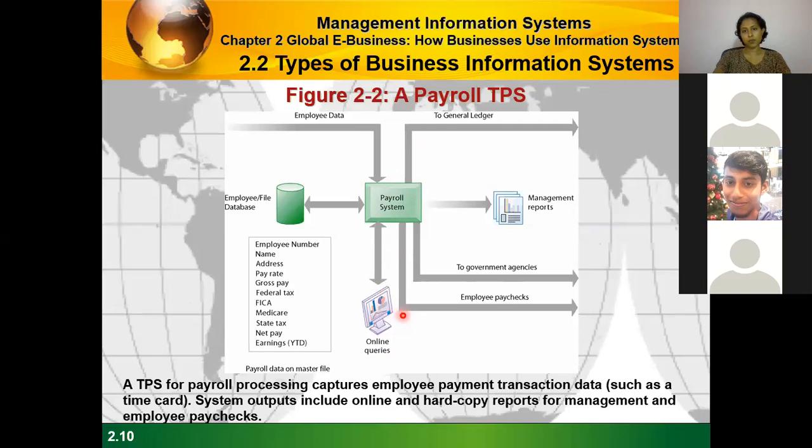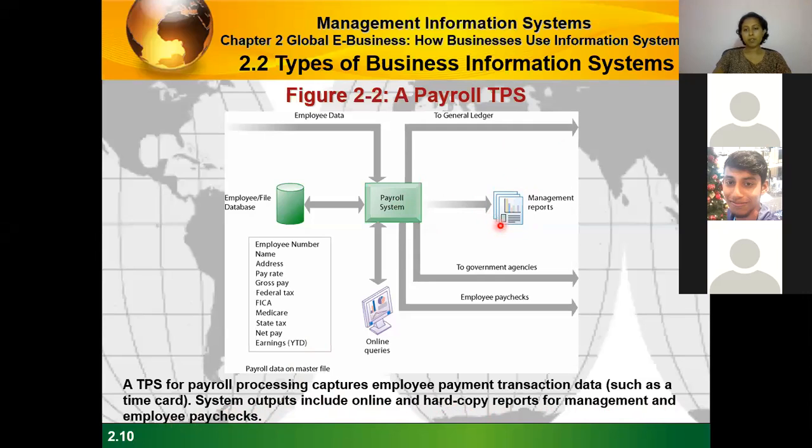to various parties. For example, to the general ledger in order to make the monthly accounts, right? For example, the monthly pay related information about the employees has to be recorded in the general ledger. And also certain management reports, right? Now here it says system outputs include online and hard copy reports for management and employee paychecks.